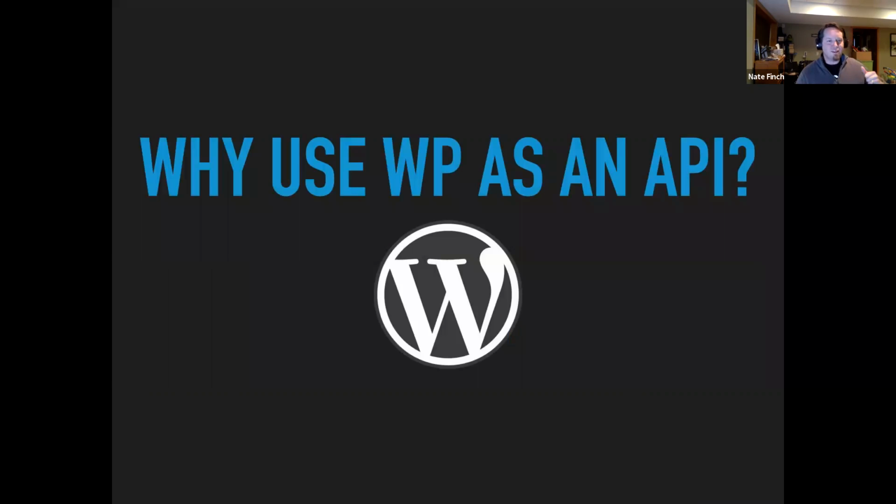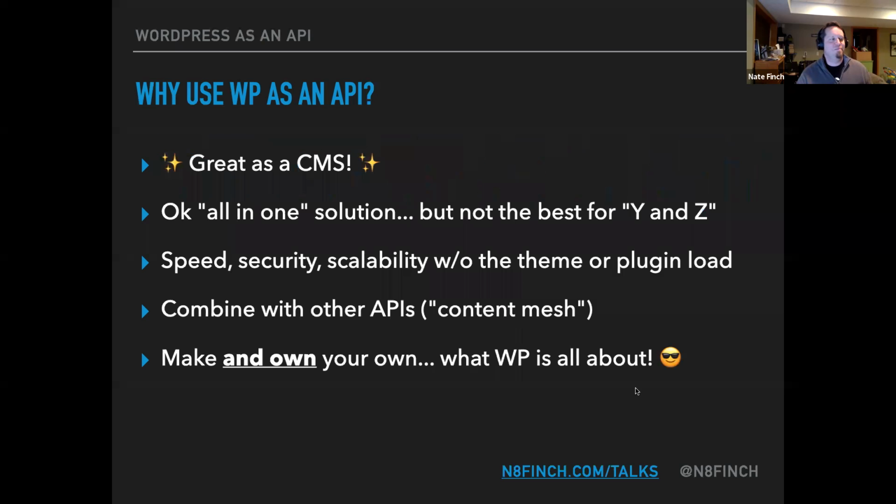So let's bring it back to WordPress. Why would you want to use WordPress as an API, right? WordPress is awesome when it comes to content management. That's what it does. That's its bread and butter. It is one of the fastest growing, even though it's so big, content management systems in the world, right? So it just does content management so well. Posts, pages, all that kind of stuff, right?